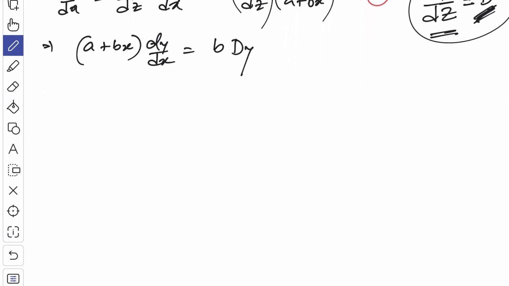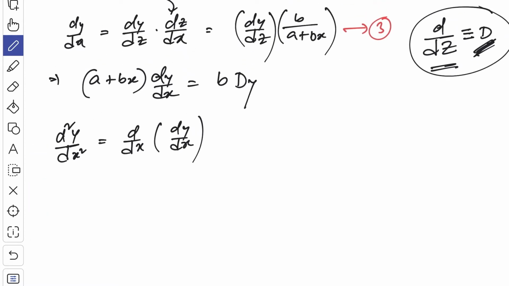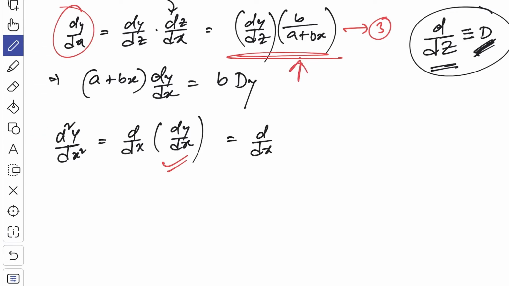Now what if you have the second order derivative of y with respect to x? Then it can be written as d by dx of dy by dx. So from equation number 3, let us replace dy by dx by this value, and then what you will get is d by dx of dy by dz into b by a plus bx.